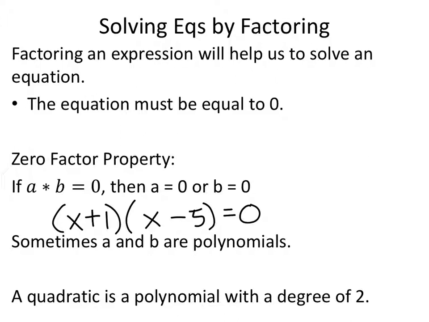one of the set of parentheses to equal 0, which would mean that if I could make x plus 1 equal 0, then I would get a true statement. Or if I could make x minus 5 equal 0, that would still give me a true statement. But I only need one or the other, right? Now, fortunately, that gives us two answers on these.